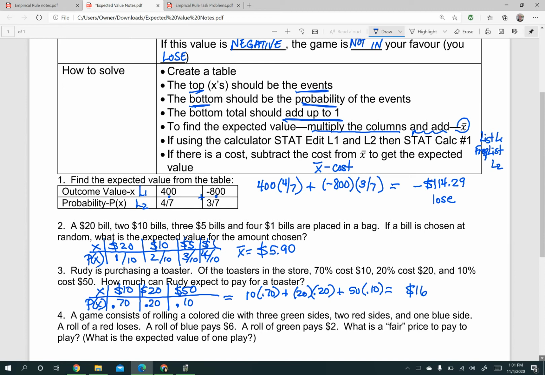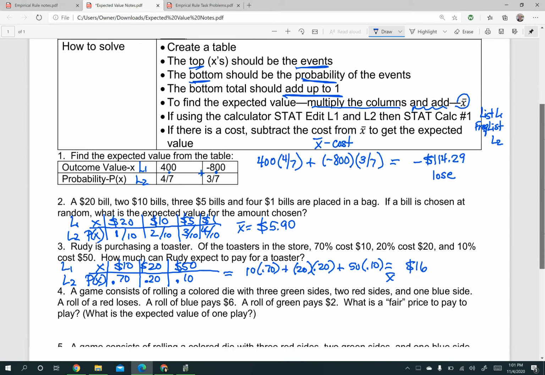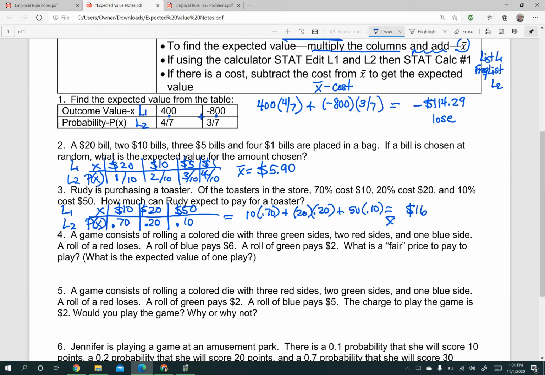So doing this in L1 and L2 or doing it by hand, this is what you would get. All right. So this one says a game consists of rolling a colored die. Well, dice have 6 sides. So the green has 3 sides, so 3 out of 6. The red has 2 sides, so 2 out of 6. And the blue has 1 side, so 1 out of 6.